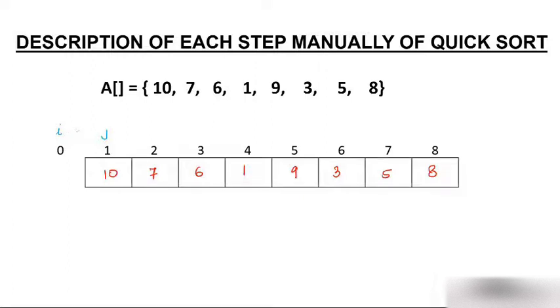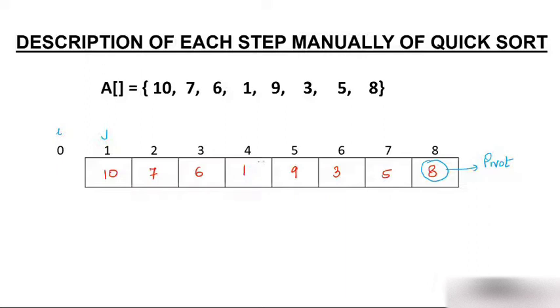Okay, so what I'll do, I'll make this 8 the last element. I'm making this last element a pivot element. Fine. Now what I'll do, I'll start comparing. My job is to partition this array.